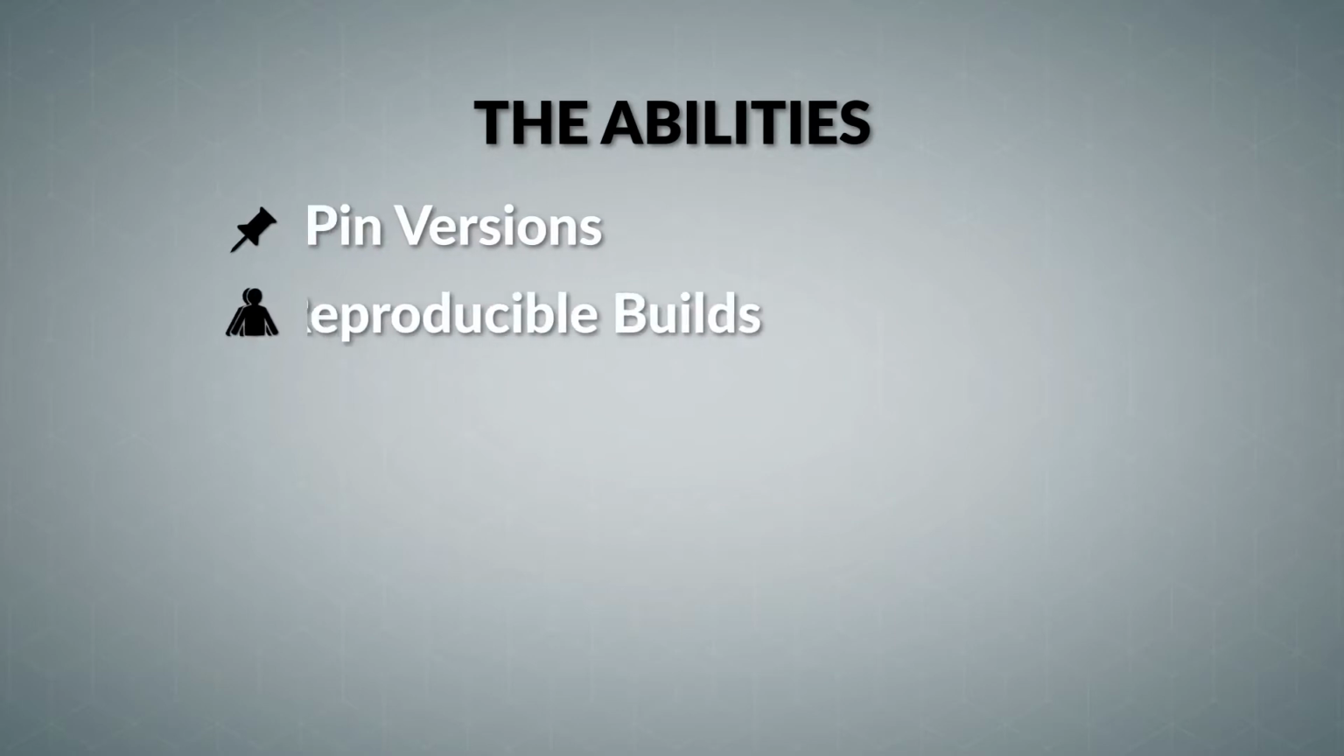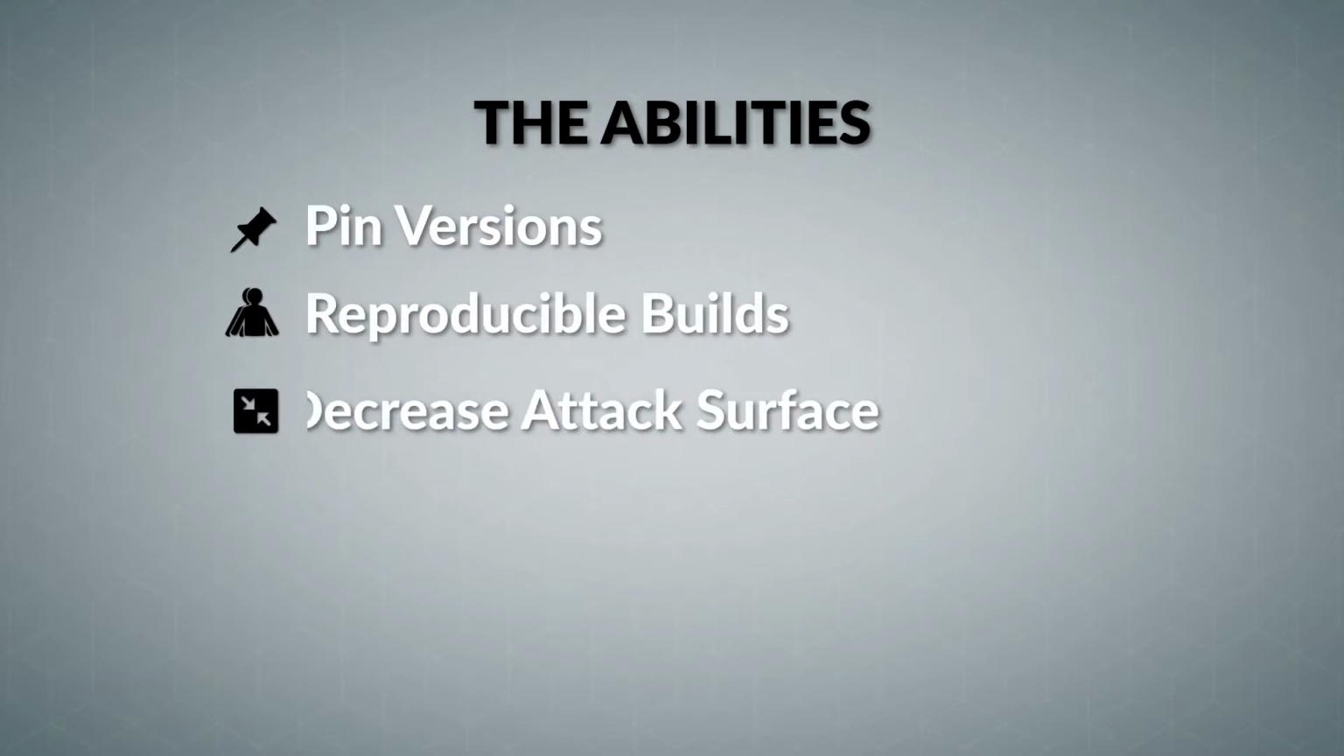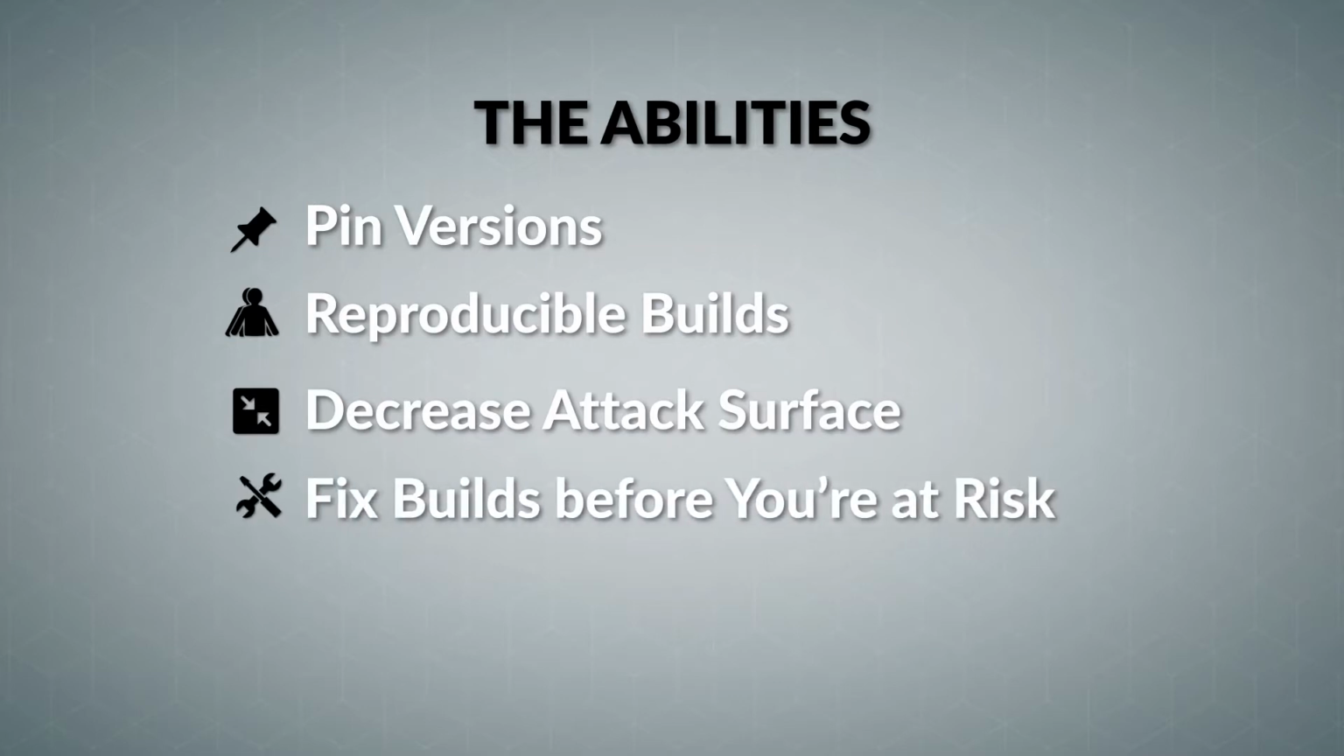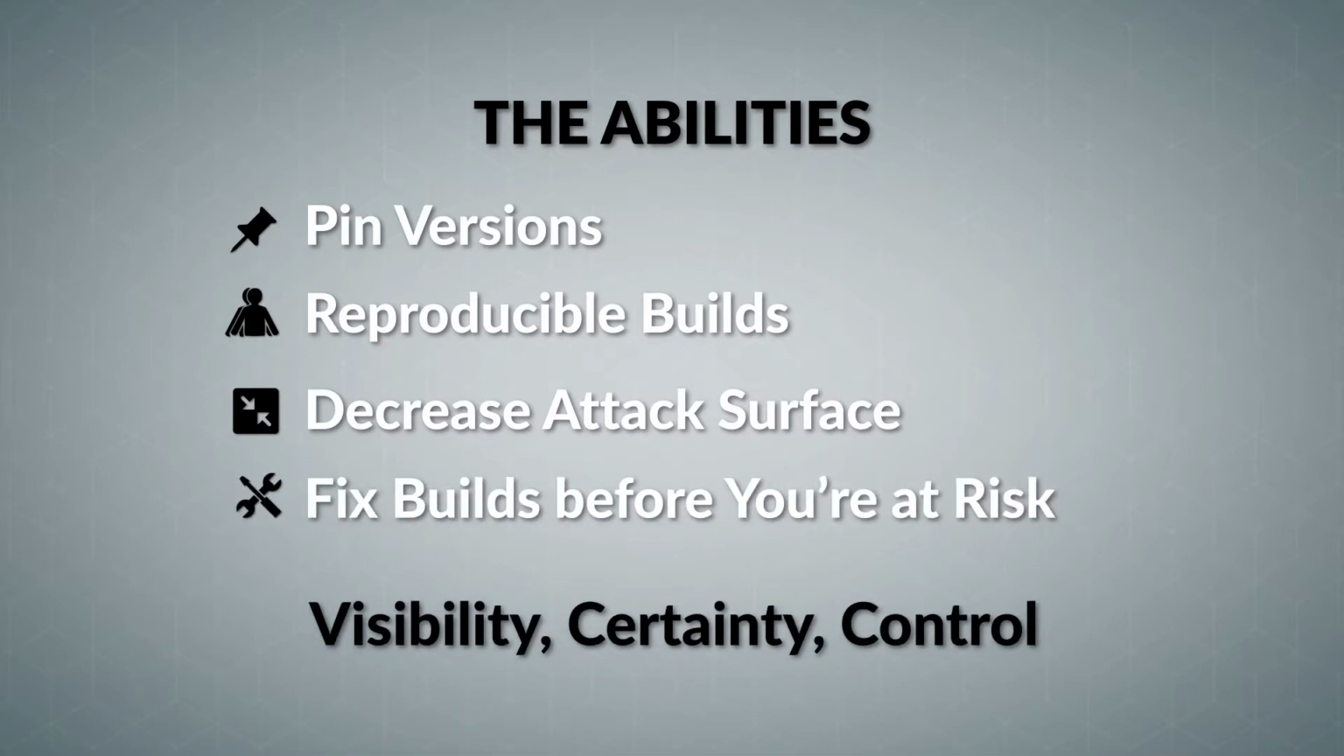So what are the abilities that you get with the ActiveState platform? You get pinned versions, you get reproducible builds, you get the ability to decrease the attack surface, and you can fix builds before you're at risk. Typically, an open source language distribution comes with hundreds of packages and modules. Enterprises are saying more and more, we need to reduce the attack surface by shipping a language distribution with, let's say, only 5 or 6 packages or modules. So that's what you can do with the ActiveState platform: reduce your attack surface by creating a specific distribution with just the right number of packages and modules and nothing extra.